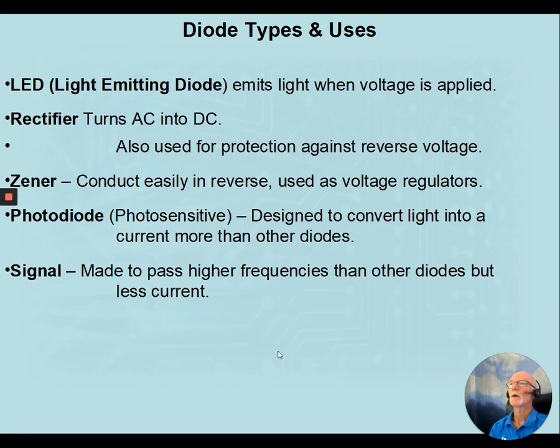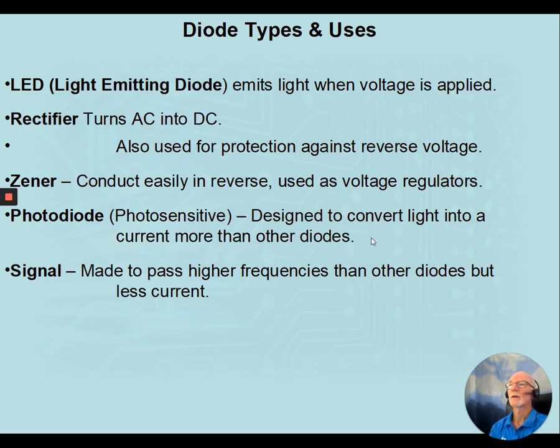Where do we use diodes? We use them as light-emitting diodes, and we'll be looking at how they work shortly. We also use them in a circuit called a rectifier circuit, where we turn AC into DC, or in any case where we want to protect a circuit against reverse voltage and reverse current. There's another type of diode called a Zener diode, which we'll be looking at in this course a little bit later on, and we use that when we want to regulate voltage.